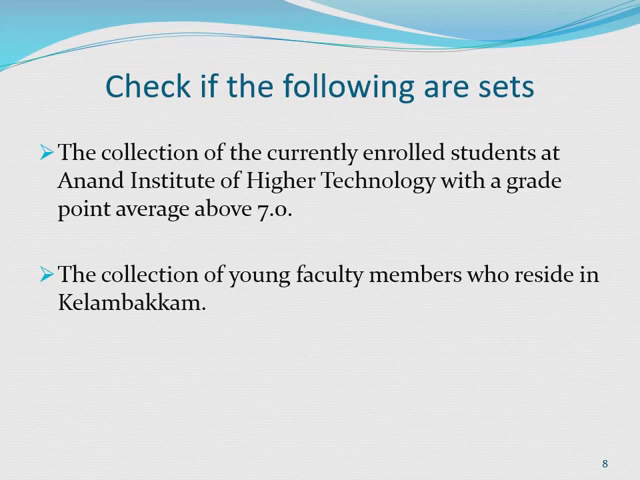Take up the next example, the collection of young faculty members who reside in Kelambakam. Here, faculty members, young faculty members. How young is young we don't know. Someone may say 15 is young, someone might say 25 is young, someone might say 30 is young, someone might say even 50 is young. So we don't know how young is young, so it is not well defined. Hence, the collection of young faculty members who reside in Kelambakam is not a set.